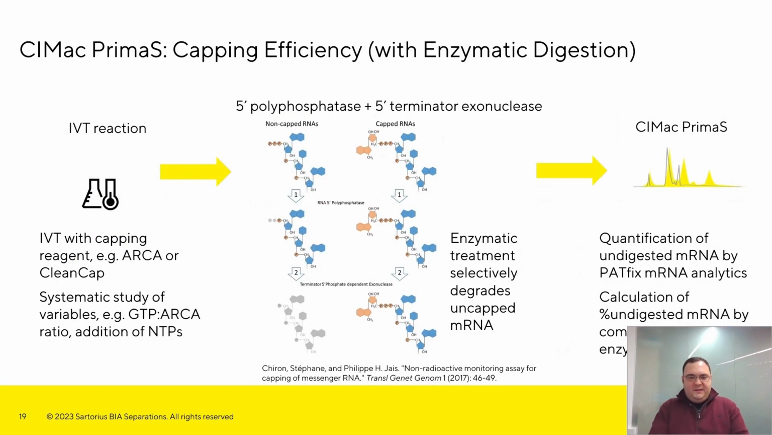So once you have your mRNA synthesized, one of the common things to check is your capping efficiency. In this case, we've adopted a test that was published in 2017 by Chiron et al. That you can find here, where the mRNA is split into two samples, and one of them is treated enzymatically with these two enzymes, and all of the mRNA that is not capped is degraded to nucleotides, while the capped mRNA stays intact. These two samples can then be analyzed on the CIMac PrimaS column, and the peak area of mRNA comparison between digested and non-digested mRNA will let you know what your capping efficiency was.